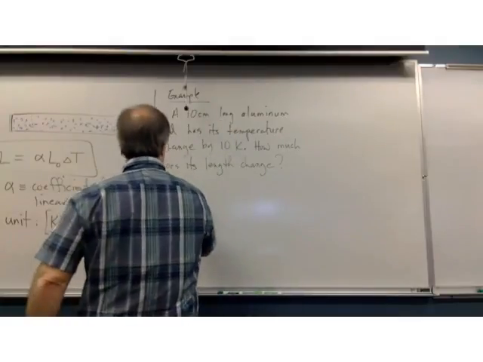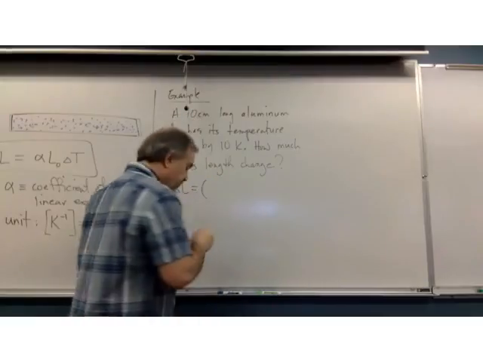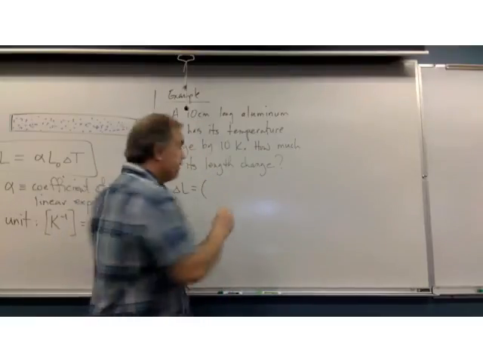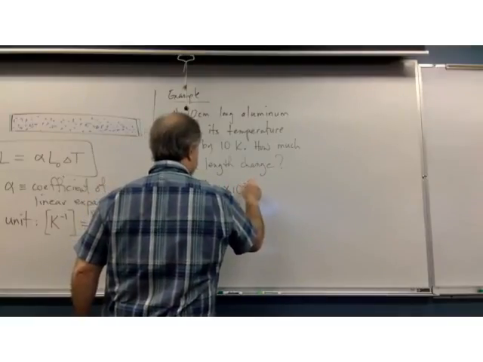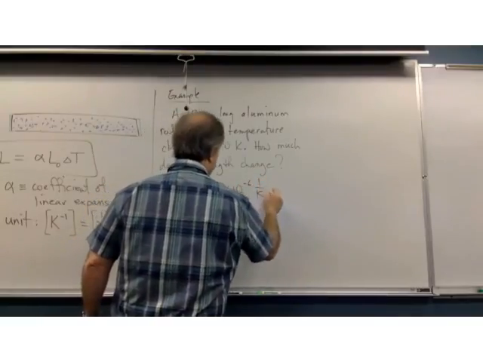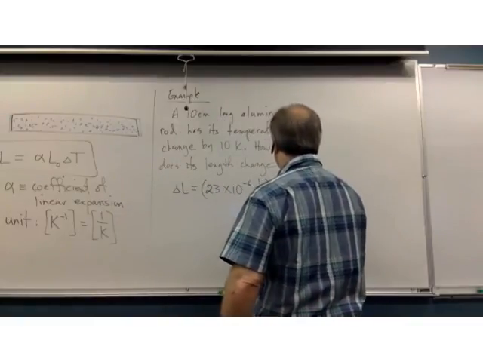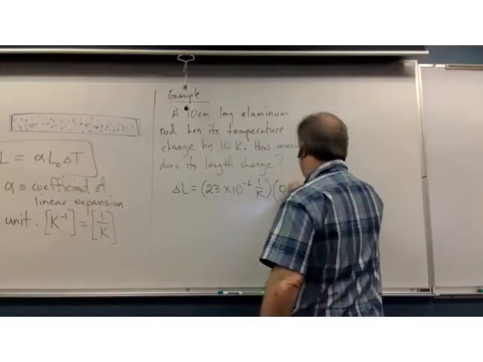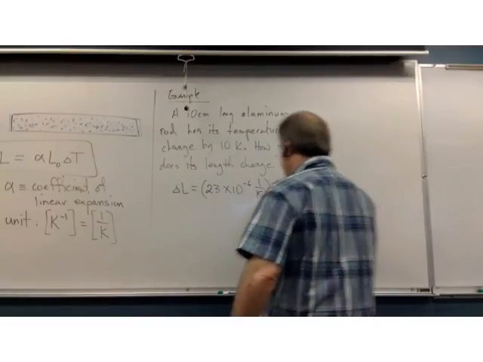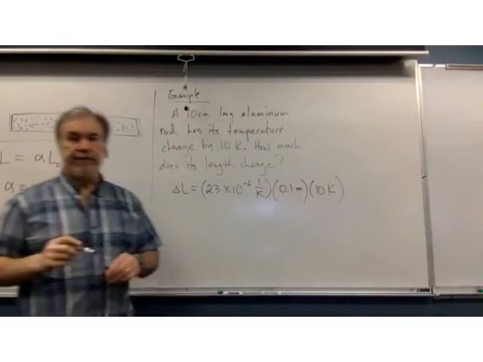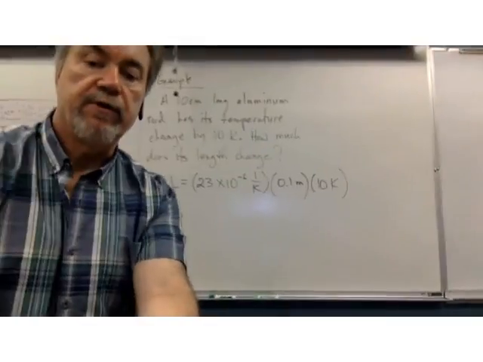So the change in length is going to be alpha, which you have to look up, and I did look it up, and it turns out for aluminum, it's 23 times 10 to the minus 6 per Kelvin, times the original length, which was 10 centimeters, or 0.1 meter, and then a 10 Kelvin change. Notice quickly that the units work out the way that you think that they should. We end up with units of meters here.